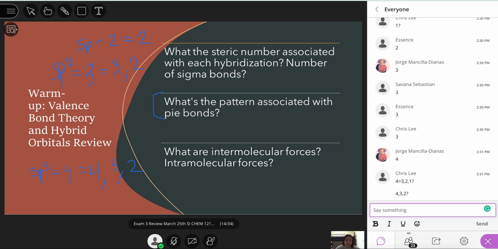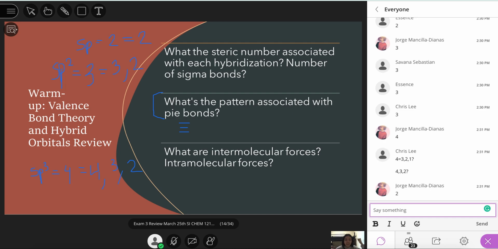And then what about pi bonds? See, there's a lot of patterns in chemistry. If you recognize them, it becomes way easier to do. So pi bonds, how do we find that? Like Akash asked, how do you find that? We have a triple bond. How many pi bonds do we have here? 2, yes. And how did you get 2?